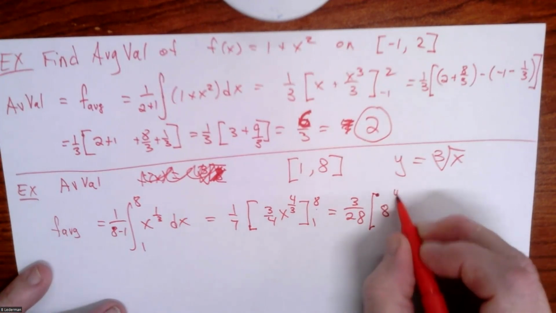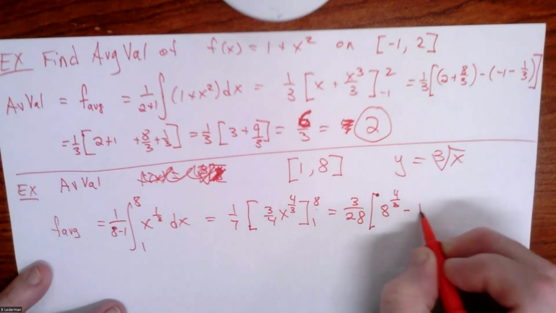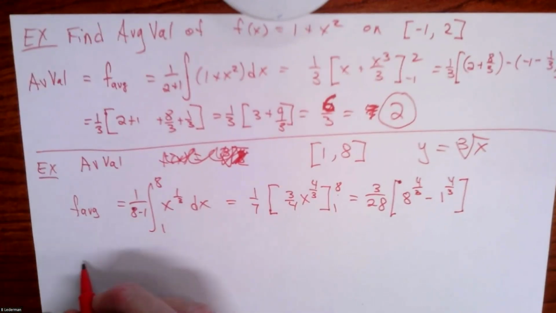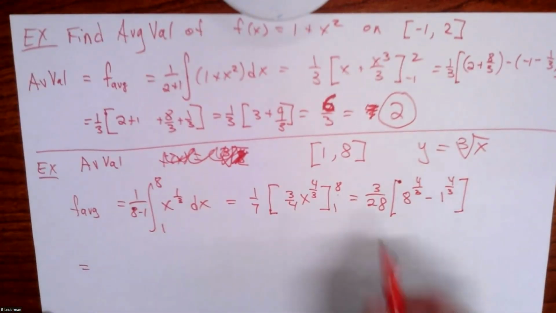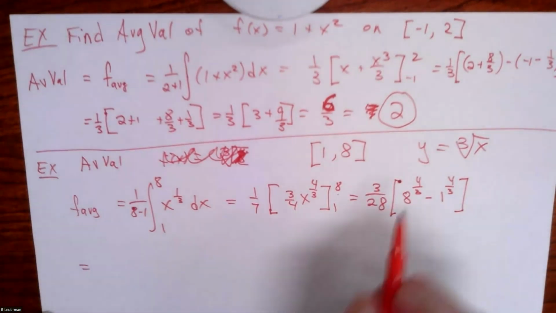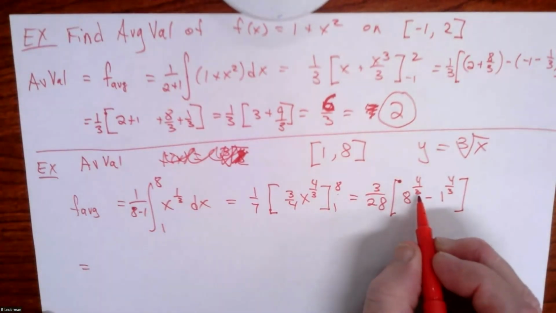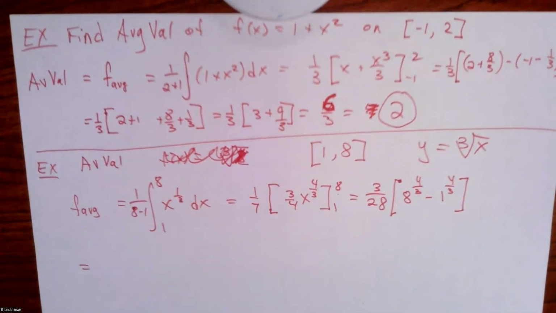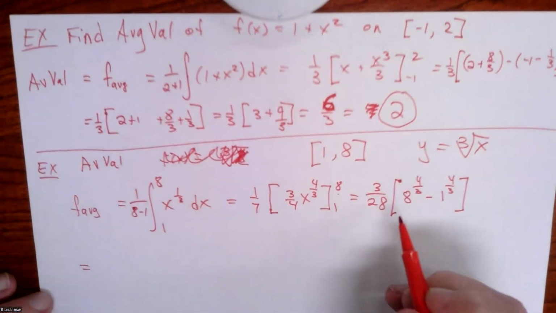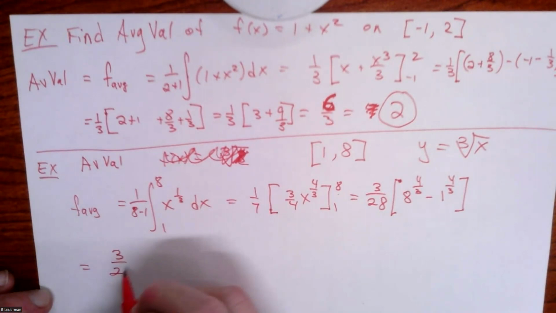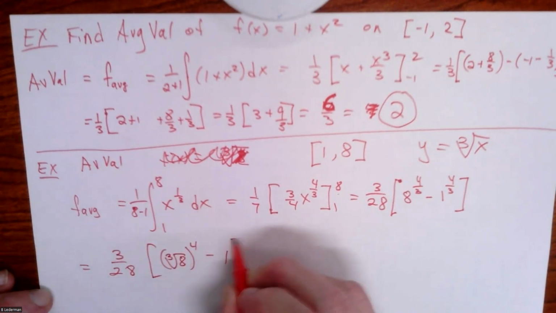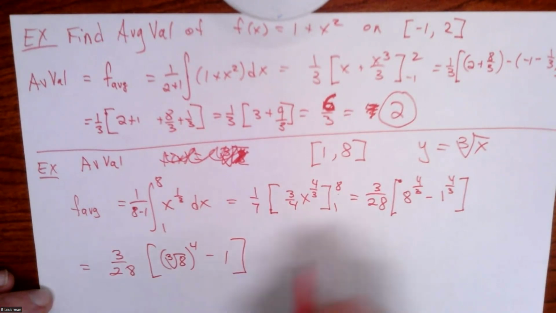8 to the 4/3 minus 1 to the 4/3. Well, 1 to the 4/3, that's easy. 1 to the 4/3 is just 1. But what's 8 to the 4/3? Well, that means the cube root of 8 raised to the 4th power. The cube root of 8 is 2.